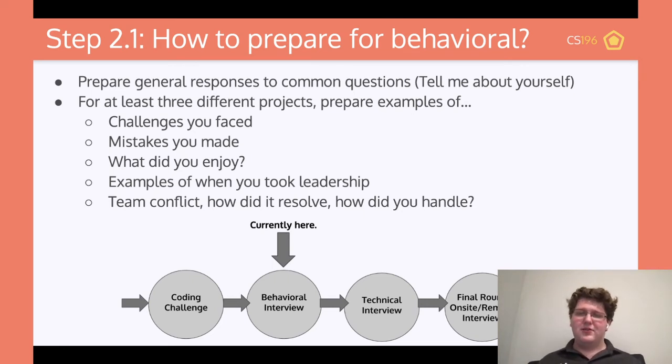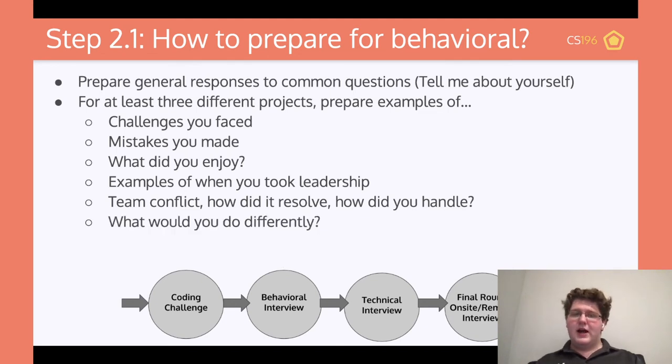How were you involved? All of that kind of stuff. So these are some of the most common types of questions that you'll get, and having a variety of different projects that you can refer to while answering these questions is really going to help your success when you're answering them. And, what would you do differently about that project?